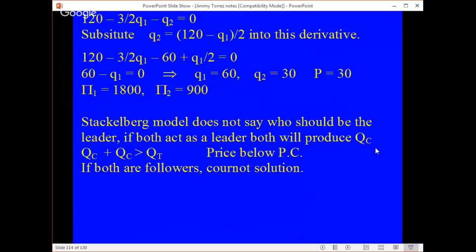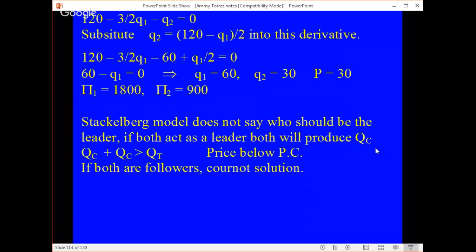So now I have a function with Q1 and Q2. I can go ahead and plug in my reaction function for Q2. So I plug in for Q2, 120 minus Q1 divided by 2. So I get a function with just Q1 in it, no Q2. So I have 120 minus 3/2 Q1 minus 60 minus Q1 over 2, or 1/2 Q1. I solve for Q1, and I get Q1 is equal to 60.